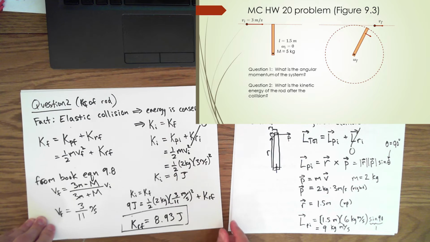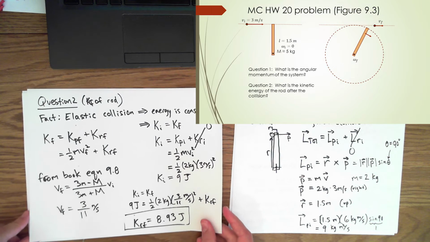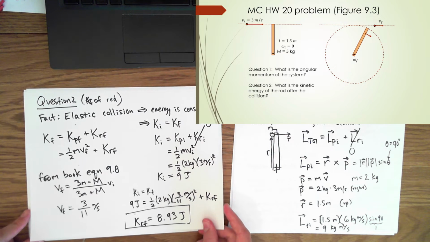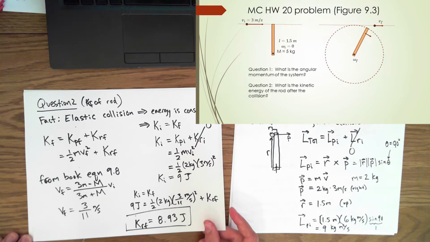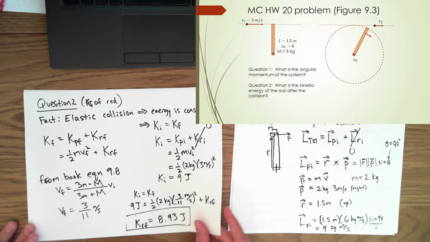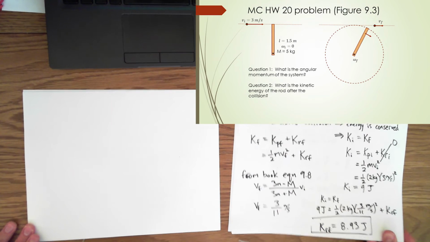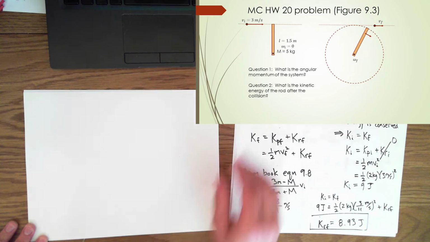Okay, so those are the examples that I was going to go through for problems related to conservation of angular momentum. There's one of your open response homework problems coming up that's somewhat similar to this as well, so hopefully that will help you get through that problem.